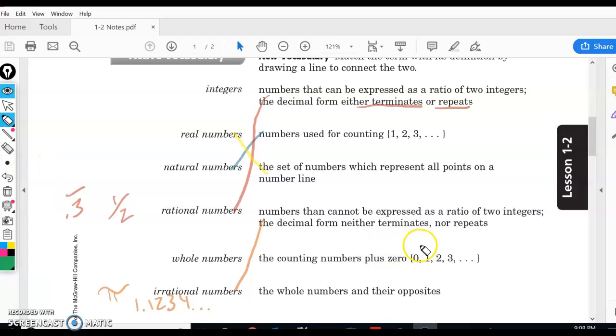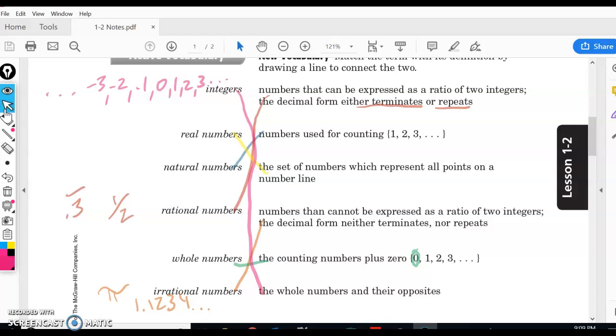Next one, the counting numbers and 0 is whole. A way I remember it is if it has the 0 that looks like a whole. So that's the difference between whole and natural. And then lastly, whole numbers and their opposites, that's integers. So whole numbers and their opposites mean -3, -2, -1, 0, 1, 2, 3, going forever and ever in each direction. Make sure you have those answers correctly matched up.